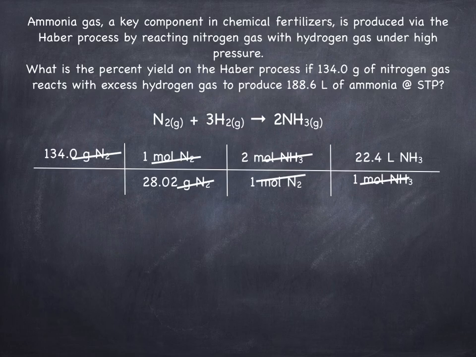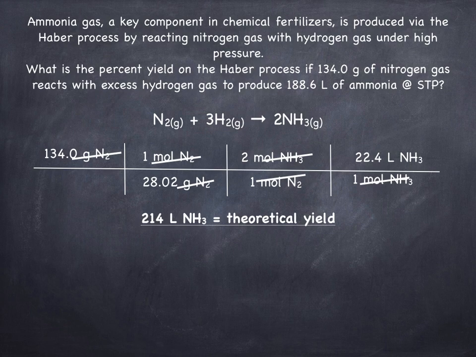So here's your game board on that. We're starting with 134.0 grams of nitrogen, not grams of ammonia, converted to moles of nitrogen. We're then going to convert the moles of nitrogen to moles of ammonia using the mole ratio of 1 to 2, and then moles of ammonia to liters of ammonia at standard temperature and pressure. That's 22.4 liters per mole. And so that produces 214 liters of ammonia. That is your theoretical yield. That's the maximum amount you can expect to produce.